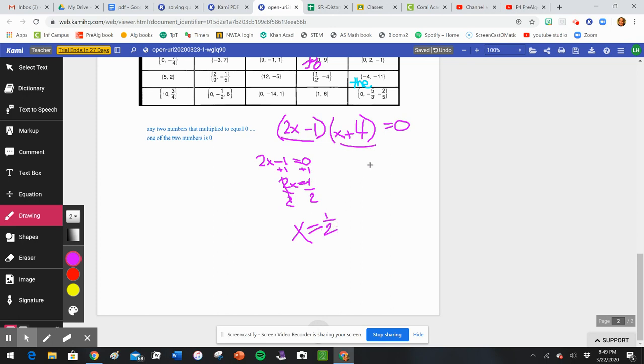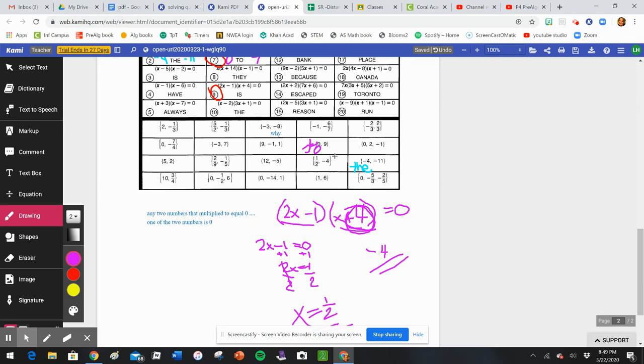Okay? And then this parenthesis is going to give me a -4. Notice how I just did the opposite sign of what was in there, and that worked out kind of nicely. So I'm looking for a 1/2 and a -4 for this one. Oh, there it is. It's right underneath the other one that I did. So this is going to be an is.